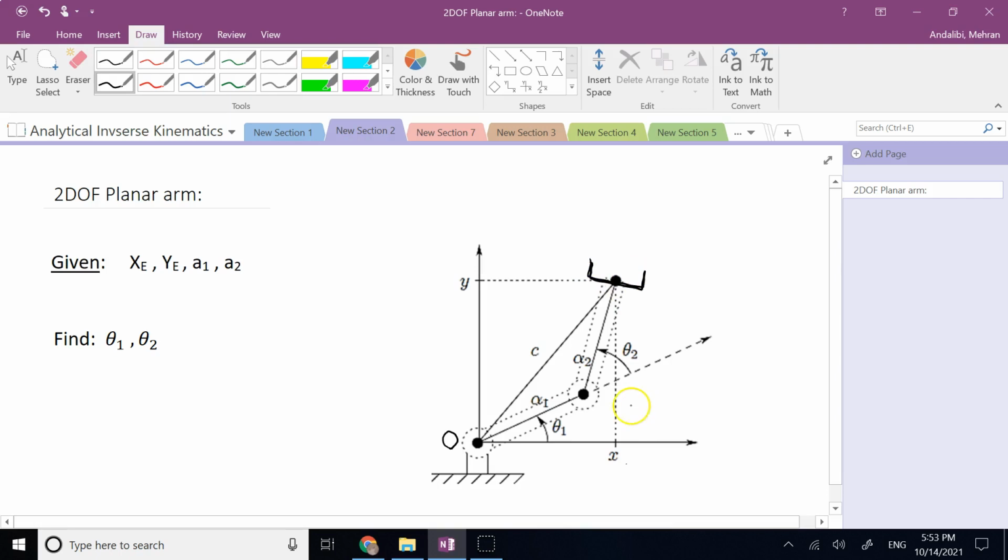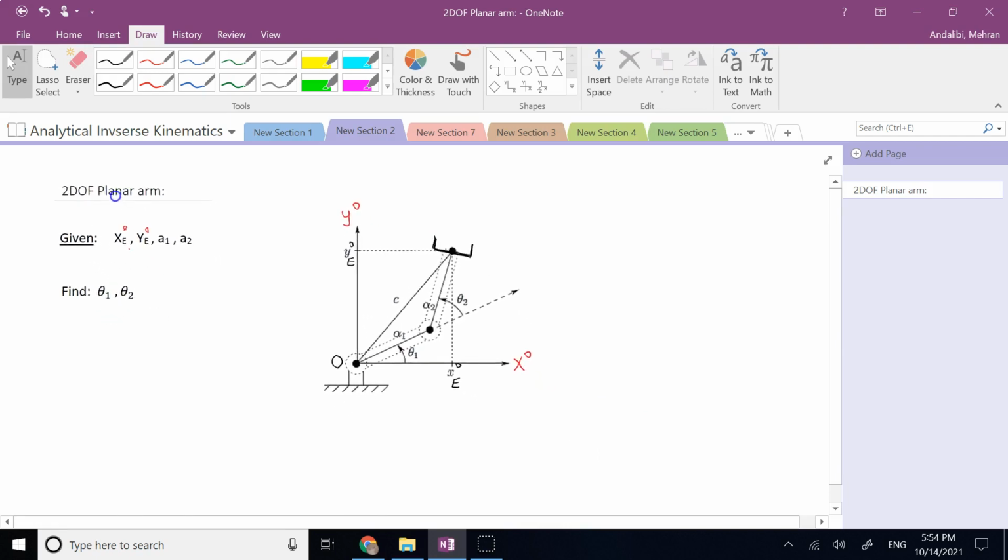And the positions of the end effector in base, x of e in 0 and y of e in 0, these 2 are given to me, as well as A1 and A2. And then the goal is to find the angles of the 2 members, theta 1 and theta 2, correct? So that is your analytic inverse kinematics. So let's see how we can potentially find solutions here.